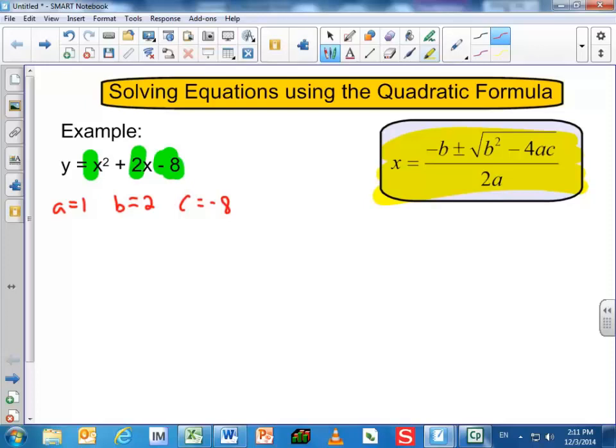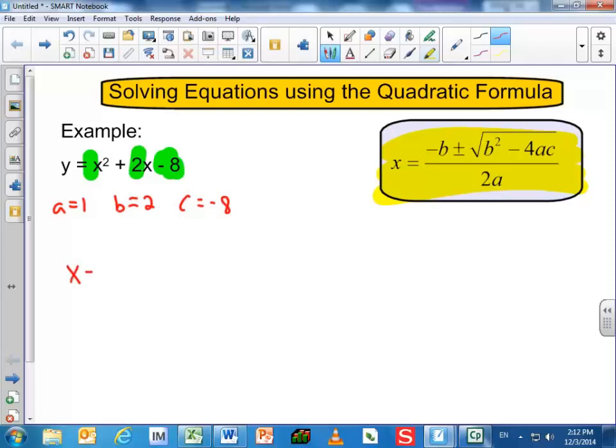Now basically all we need to do is take these numbers, our a, our b, and our c, and plug them into the formula that we've been given. I do this with parentheses. You'll get a much neater presentation, and you'll make fewer mistakes with your negatives. And so here we go.